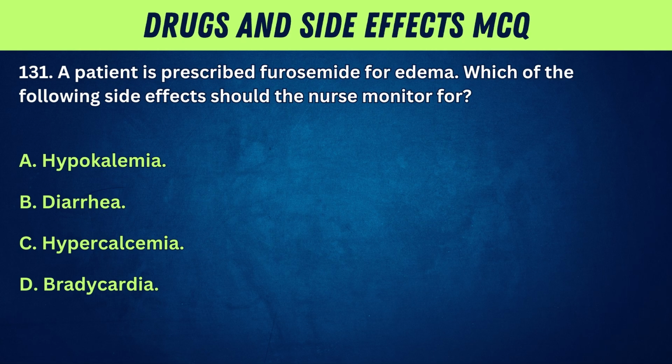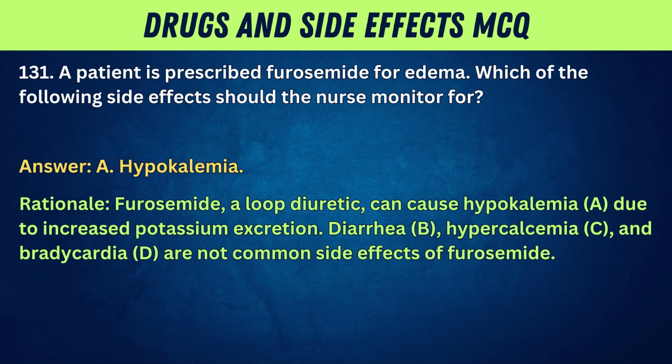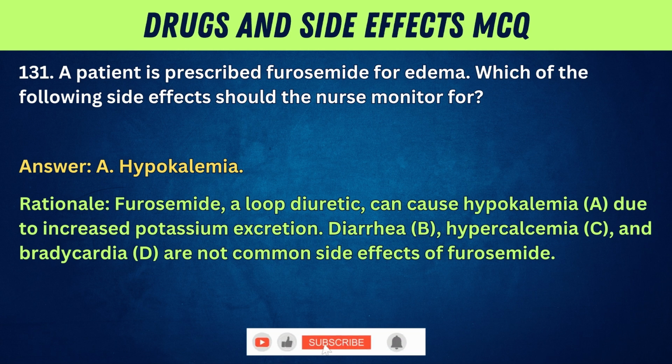131. A patient is prescribed furosemide for edema. Which of the following side effects should the nurse monitor for? A. Hypokalemia. B. Diarrhea. C. Hypercalcemia. D. Bradycardia. Answer: A. Hypokalemia. Rationale: furosemide, a loop diuretic, can cause hypokalemia, A, due to increased potassium excretion. Diarrhea, B, hypercalcemia, C, and bradycardia, D, are not common side effects of furosemide.